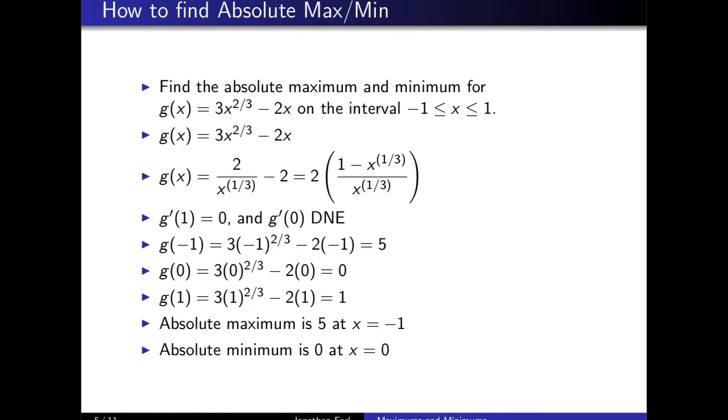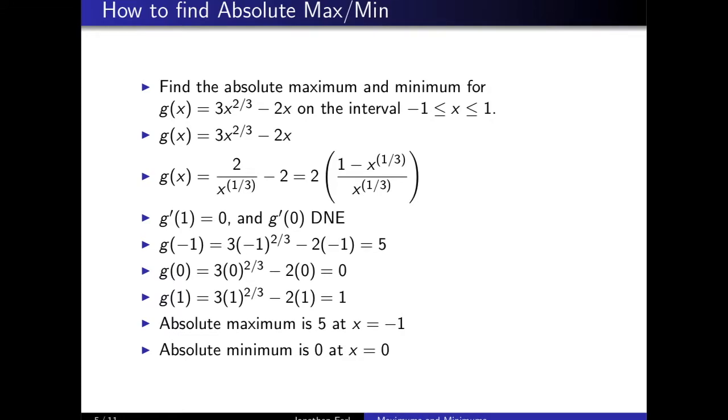Okay, so we'll first go and find our derivative and factor it as 2 times (1 minus x to the 1/3), all divided by x to the 1/3. So what we see here is that g prime of 1 is 0, and that's great, but we already had to look at x equals 1 because that's an endpoint.